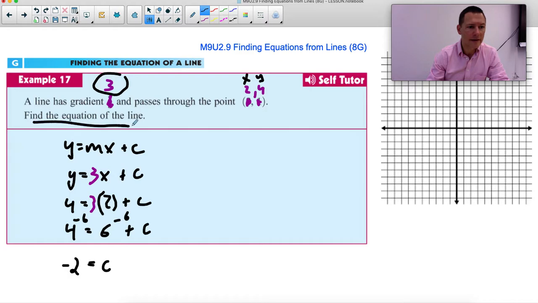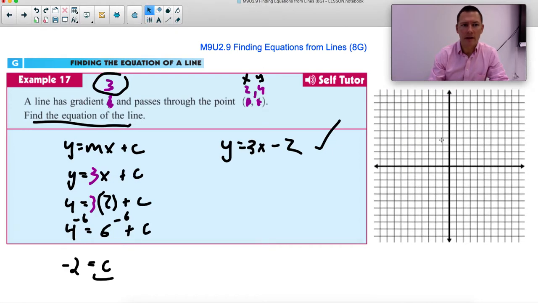They said find the equation, so you got to write it out at the end. y equals the slope that they asked us for, or told us about, and then plus c that we found out. Ta-da! If we were to graph it, it would look like this, starting at -2.